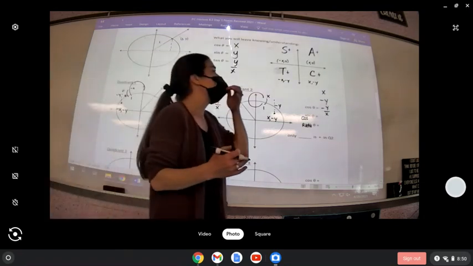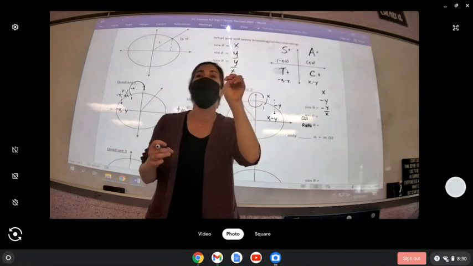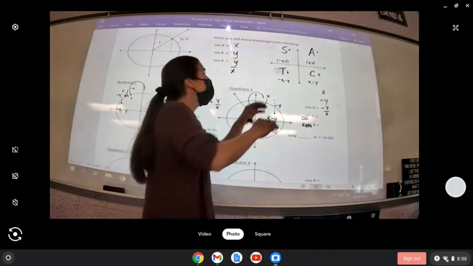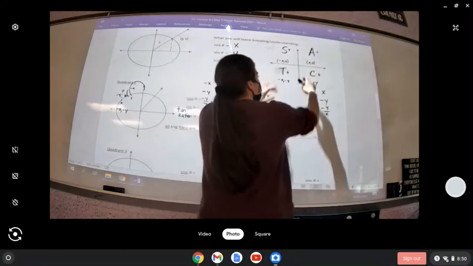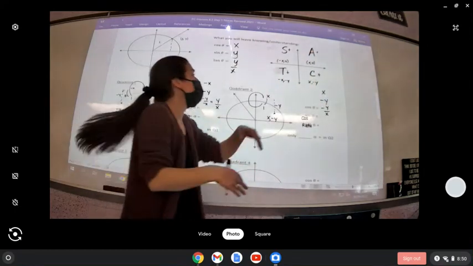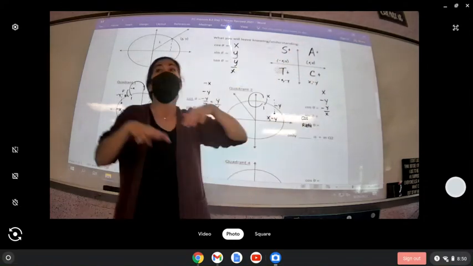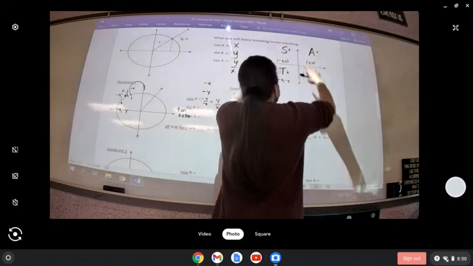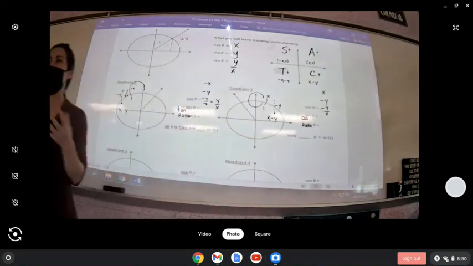So guys, please take note. Each trig function has positive ratios in 2 quadrants, and negative ratios in 2 quadrants. Sine is positive in 1 and 2, but it's negative in 3 and 4. Cosine is positive in 1 and 4, but it's negative in 2 and 3. Tangent is positive in 1 and 3, but it's negative in 2 and 4. So just keep remembering that, okay?